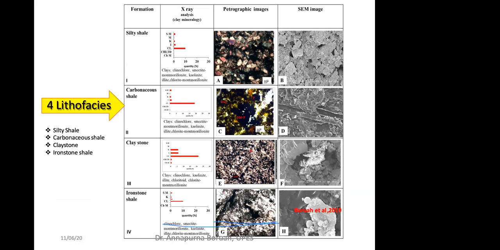In this image, you can see these are the iron nodules. In this scanning electron microscopy, you can see, and here also iron flakes. You can see the iron in the petrographic sections also. So this is classified as ironstone shale, and claystone, there are claystones here.